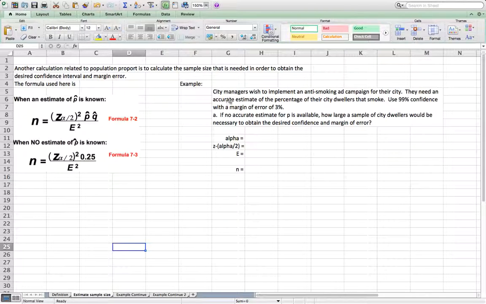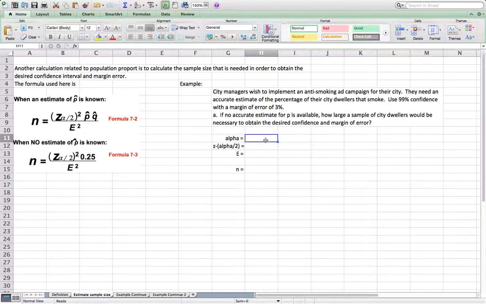Now let's look at an example. City managers wish to implement an anti-smoking ad campaign for the city. They need an accurate estimate of the percentage of the city dwellers that smoke. Use 99% confidence with a margin of error of 3%. If no accurate estimate for p is available, how large a sample of the city residents would be necessary to obtain the desired confidence and margin of error?